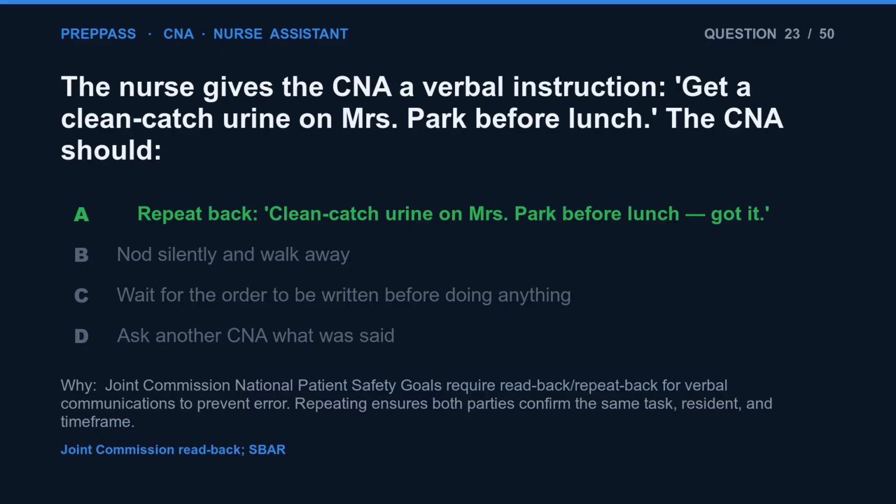The correct answer is A. Joint Commission National Patient Safety Goals require readback/repeatback for verbal communications to prevent error. Repeating ensures both parties confirm the same task, resident, and timeframe.